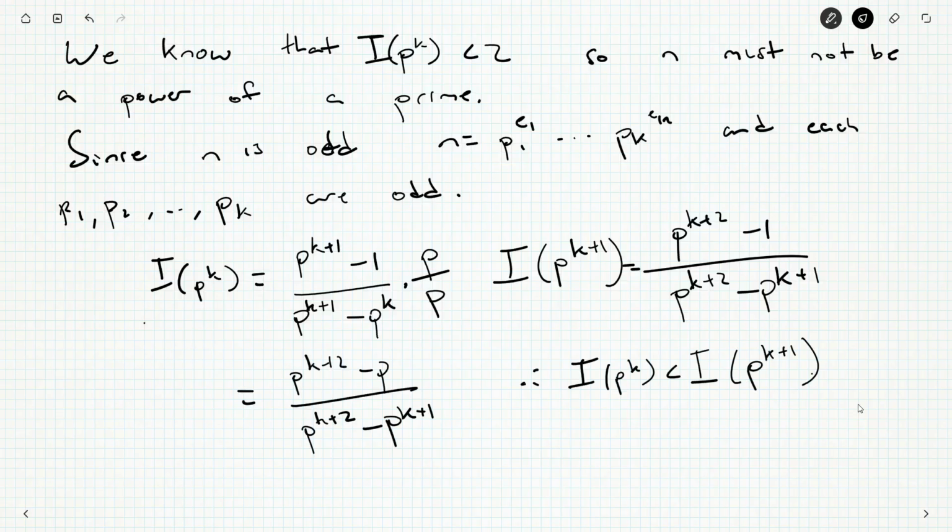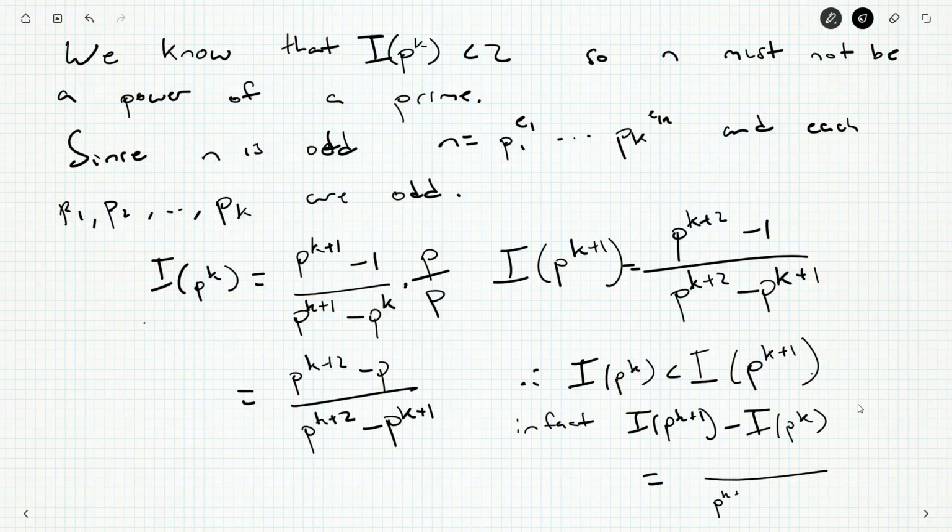Is there a measurable way how much we get bigger? In fact, the difference there is, so those two cancel out, so it's something over p to the k plus 2 over p to the k plus 1. It's p minus 1 on top. But then I can factor out that p minus 1, and it's just going to be 1 over p to the k plus 1.